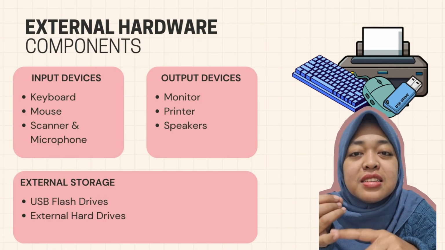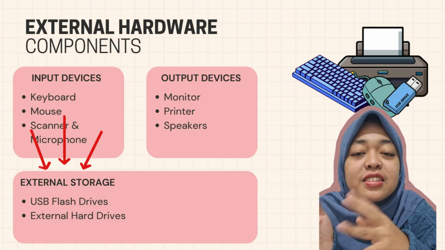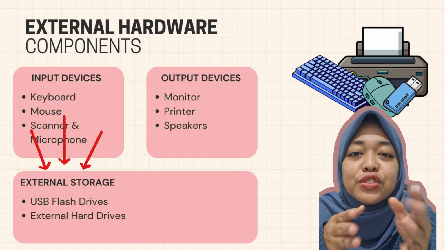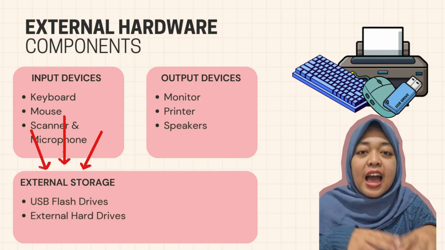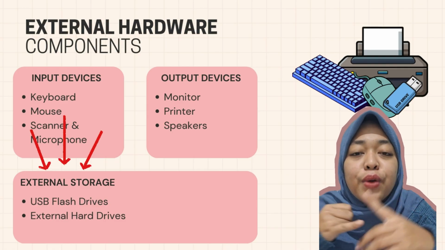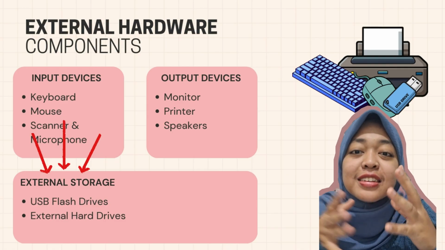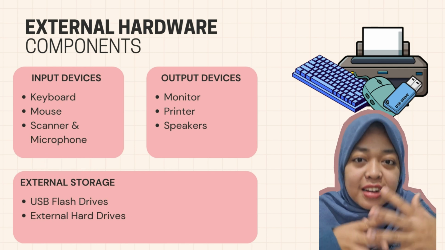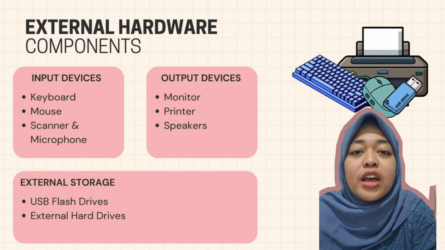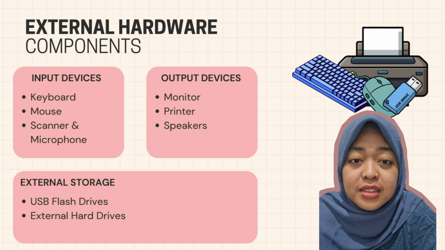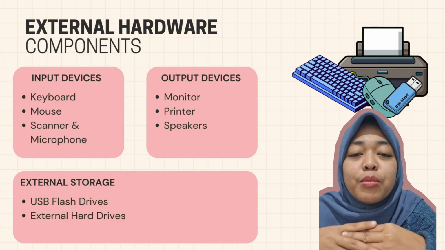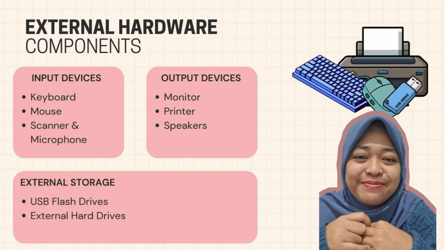And the last is external storage. External storage is used to save and move data. Examples are USB flash drive and external hard drive. These components support the computer's performance and make it more efficient to use.